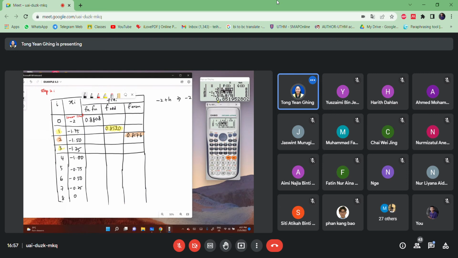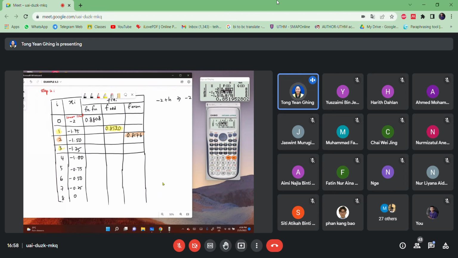I also round this one, 0.85195. The 5, I round it up, this one becomes 0, and this one becomes 2. That's why mine becomes 0.8520. Okay or not? If you do not round, it's also okay. Normally we will round, but it depends. If the question asks you to do it by chopping, then you do not need to round. If the question only says to do it in 3 decimal places, then normally we have to round up.